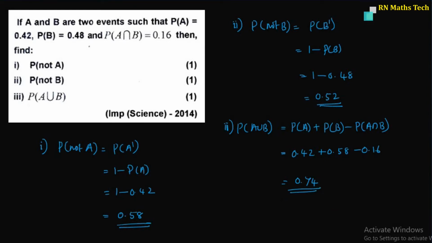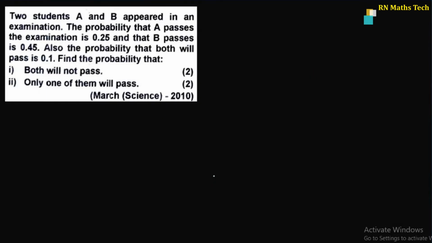Now the next problem. Two students A and B appeared in an examination. The probability of A passing the examination is 0.25. B passing the examination is 0.45. Also the probability that both will pass is 0.1. Find the probability that both will not pass.